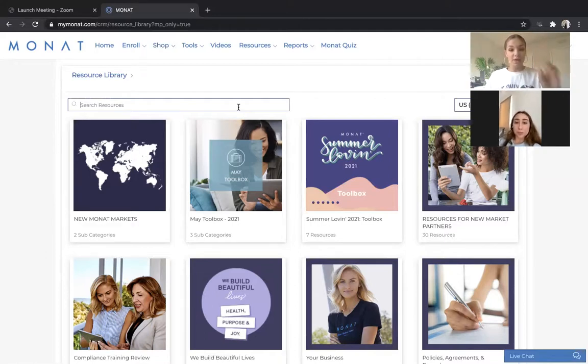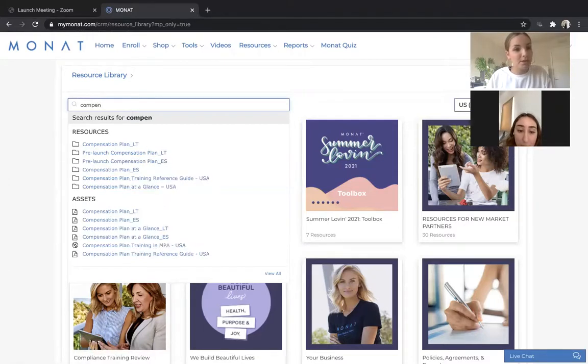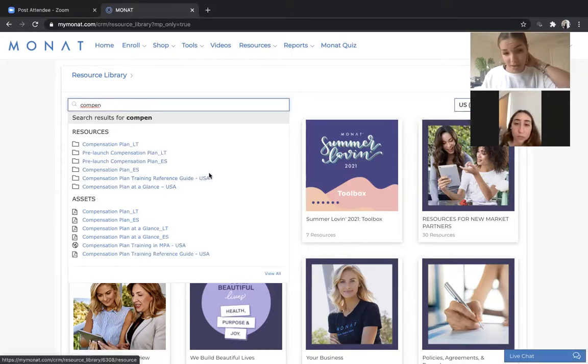So in order to access the compensation plan, just use your search engine. You're going to type in compensation plan, and make sure you're looking at the ones that are USA. So I'm going to do compensation plan USA, because we also offer in other countries. We're in 7 countries total and we're adding another one this year, so we'll be 8 by the end of the year.